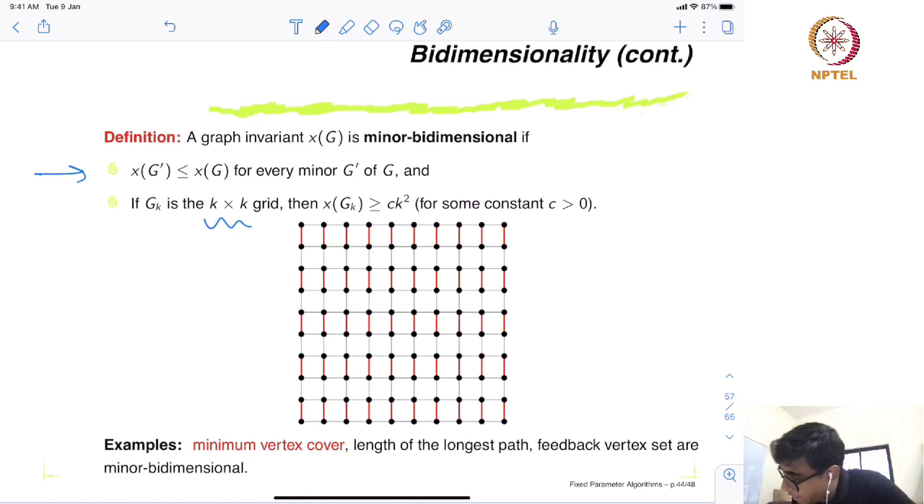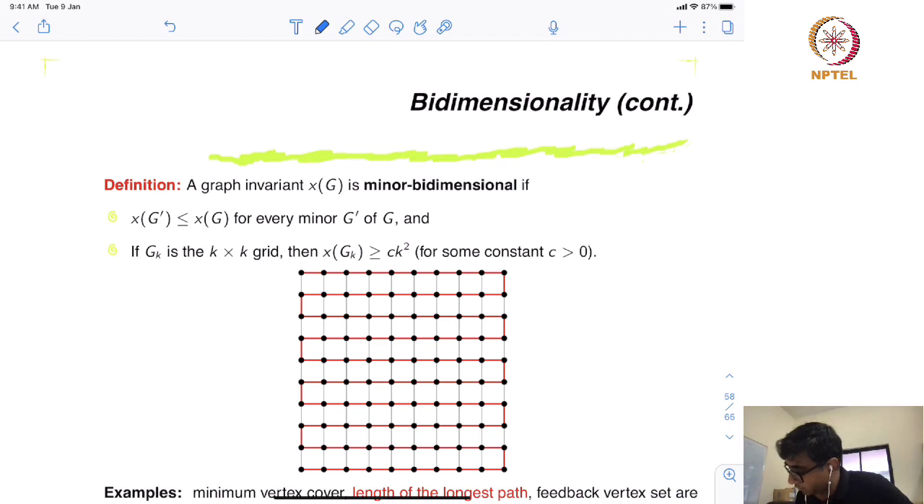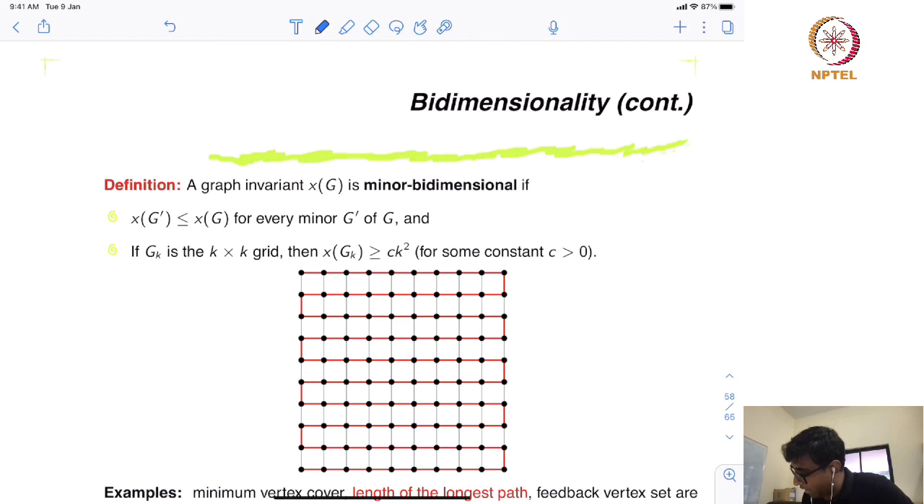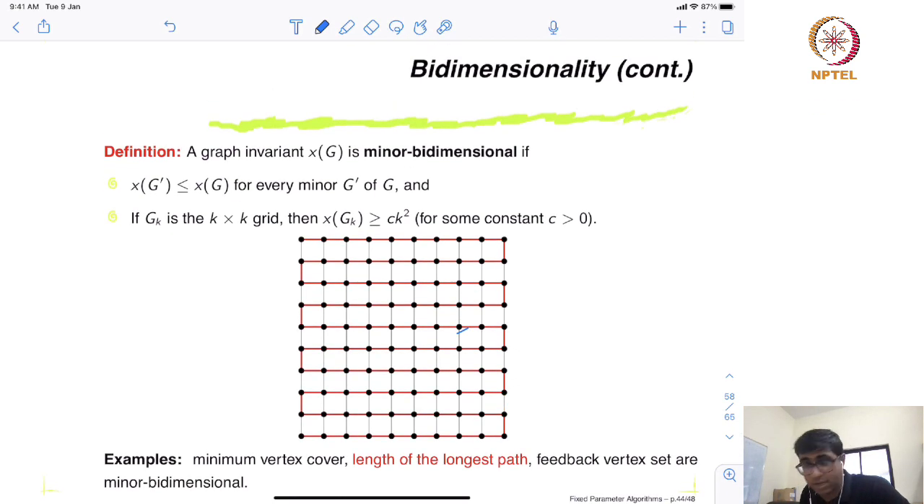What about feedback vertex set? First, this was for the vertex cover. Now look at the longest path. This is like a big path. If you have a k times k grid, then the length of the longest path is of order k square. The length of the longest path cannot increase on taking minors, so the first property holds, and secondly the solution size on the grid is of order k square. So this is a minor bidimensional property.